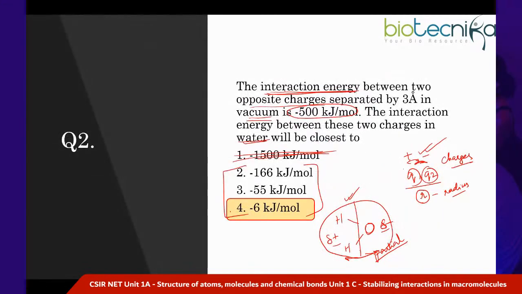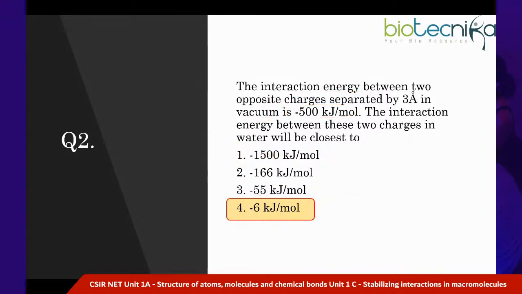So the correct answer over here is option 4. See, all you need to do here is: minus 500 is in vacuum, so all you need to do is divide by the dielectric constant. That is what you will get in water. Is this question clear, everyone? How to solve such kind of questions? You just need to know the dielectric constant of water and Coulomb's law also.